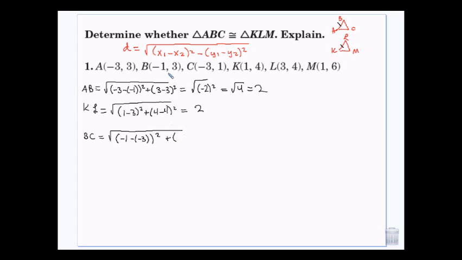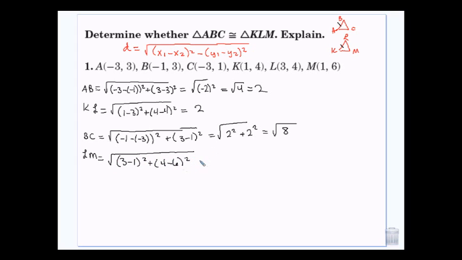So I did -1 minus -3, so 3 minus 1 squared. That gives me -1 plus 3, which is 2 squared, plus 2 squared, so this is the square root of 8. LM, I have 3 minus 1 squared plus 4 minus 6 squared, which gives me 2 squared plus -2 squared. 4 plus 4 is the square root of 8. So far we're good. So I have one more set of sides to check, AC and KM.